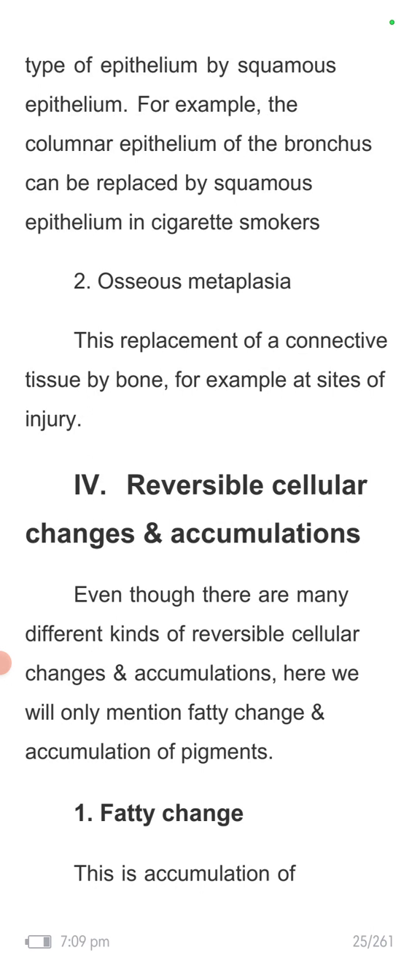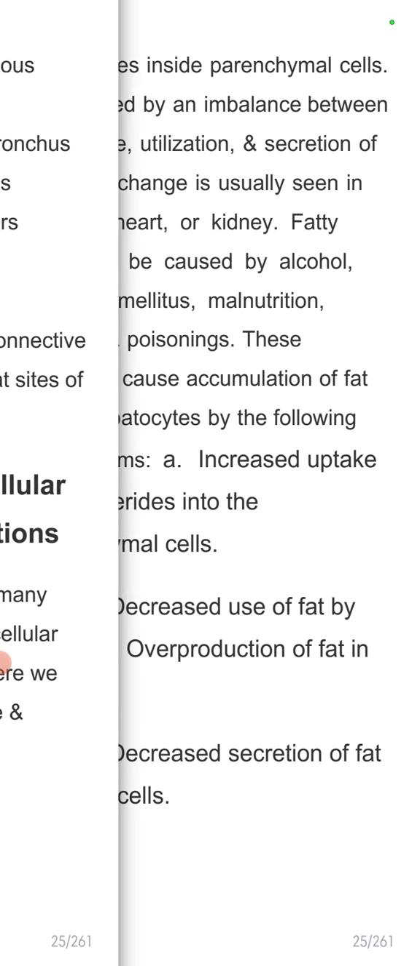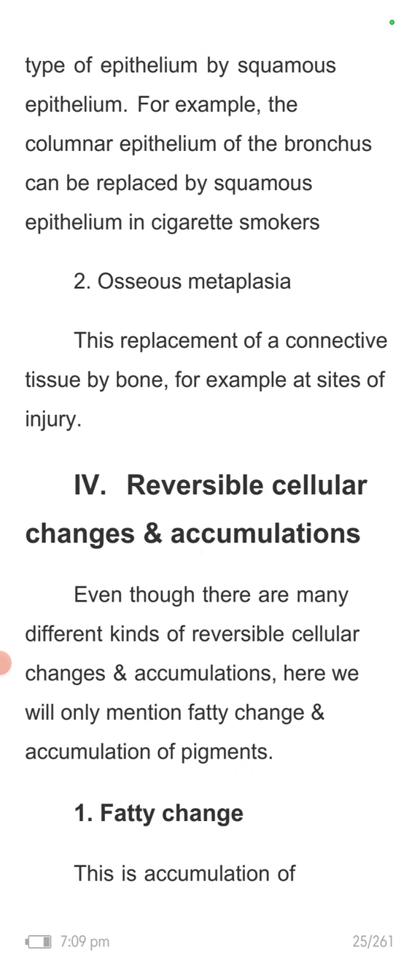Osseous metaplasia is the replacement of connective tissue by bone, for example at the site of injury. Reversible cellular changes and accumulations. Even though there are many different kinds of reversible cellular changes and accumulations, here we only mention fatty changes and the accumulation of pigments.